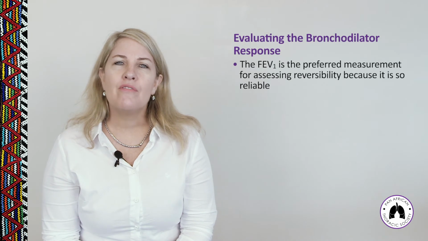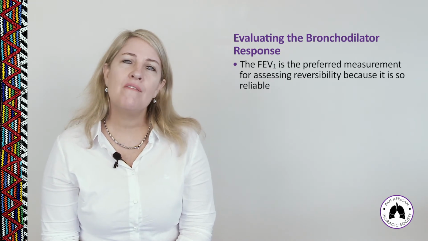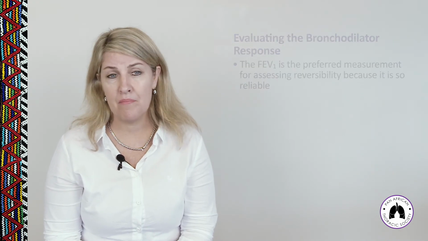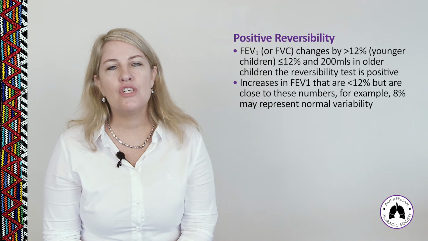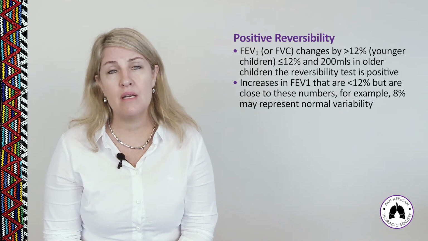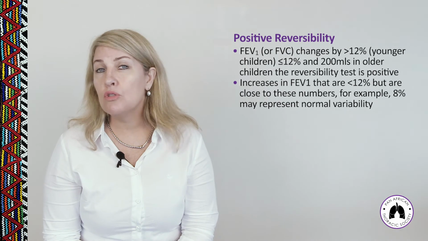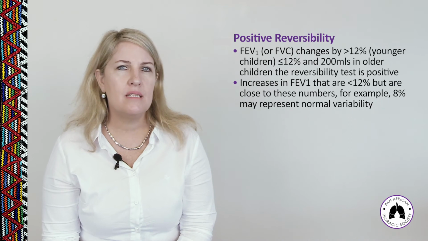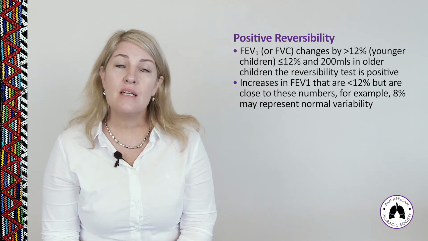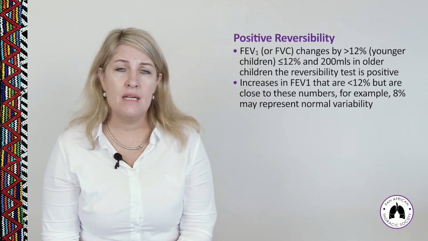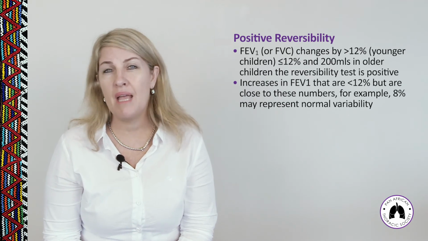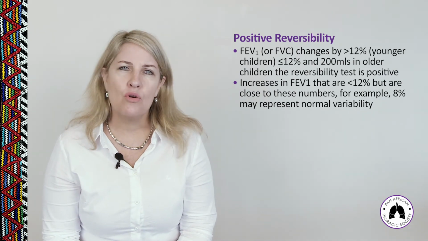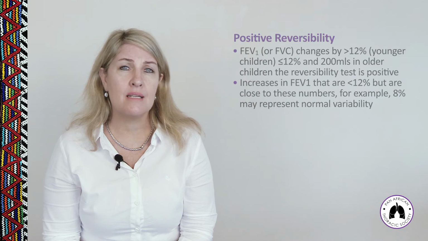Now, in terms of evaluating the bronchodilator response, the FEV1 is the preferred measurement for assessing reversibility because it is so reliable. So when the FEV1 or FVC changes by more than 12% in younger children or equal to or greater than 12% and 200 mils in older children, the reversibility test is positive. Increases in FEV1 that are below 12% but are close to these numbers, for example, maybe 8% and 150 mils or something like that, can represent normal variability and the test would then be negative.